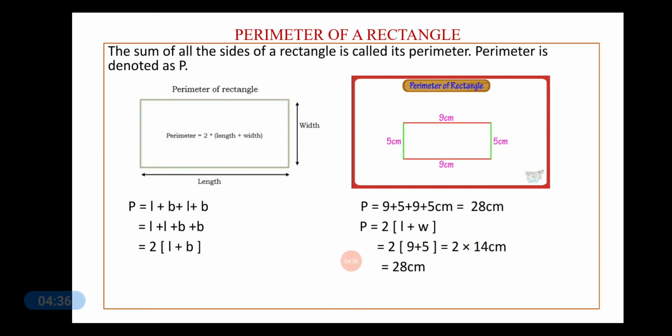Now if I try to find it with the help of the formula, the perimeter of the rectangle will be equal to 2 into (length plus breadth). So it will be equal to 2 into (9 plus 5), because 9 cm is the length and 5 cm is the breadth. 9 plus 5 is 14. So 2 into 14 cm will give you 28 cm. In this way, you can find the perimeter of a rectangle using the formula.